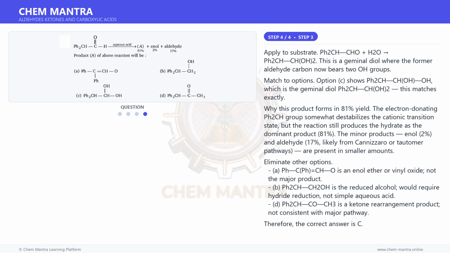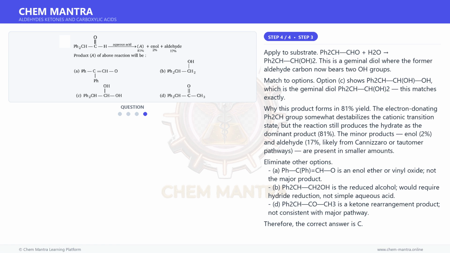Why this product forms in 81% yield. The electron-donating Ph2CH group somewhat destabilizes the cationic transition state, but the reaction still produces the hydrate as the dominant product, 81%. The minor products, enol, 2%, and aldehyde, 17%, likely from Cannizzaro or tautomer pathways, are present in smaller amounts. Eliminate other options.